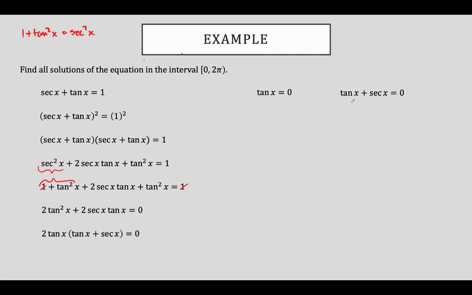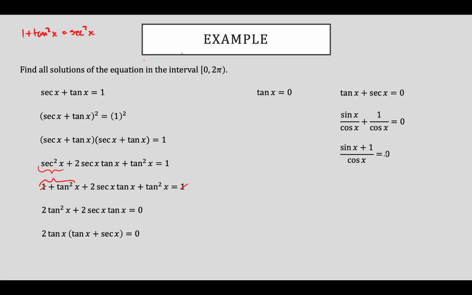We can recognize that tangent and secant can both be written in terms of sines and cosines. Tangent x is the same as sine x divided by cosine x, and secant x is 1 over cosine x, which conveniently creates a common denominator. Because we have a common denominator, we can combine those two fractions, leaving us with sine x plus 1 divided by cosine x is equal to 0.